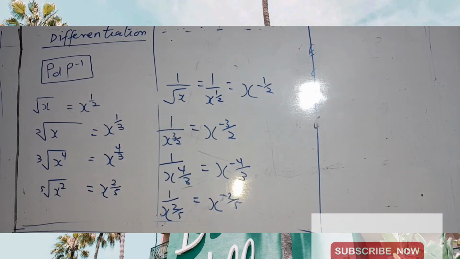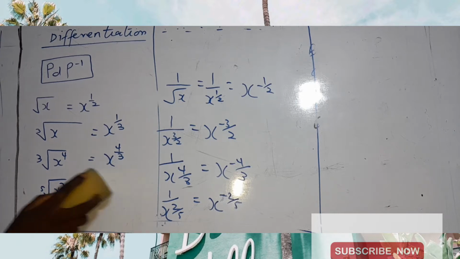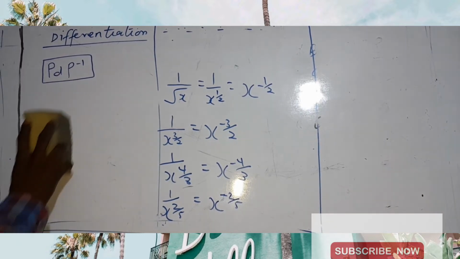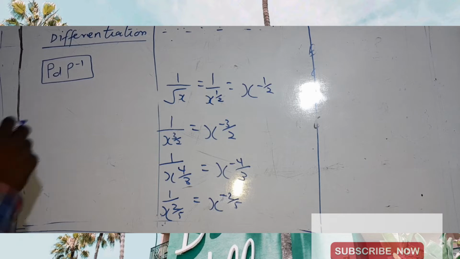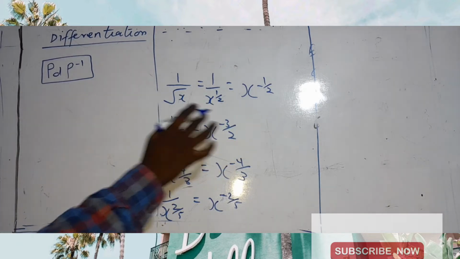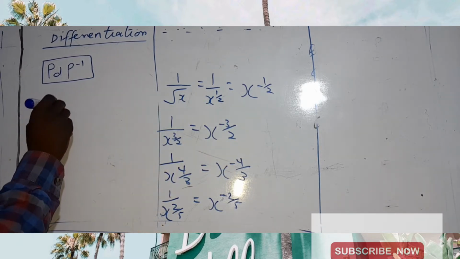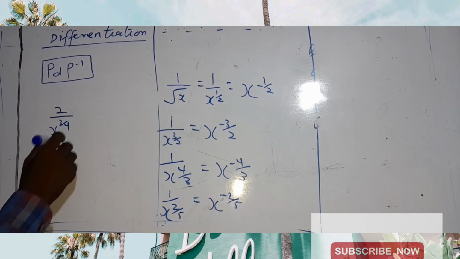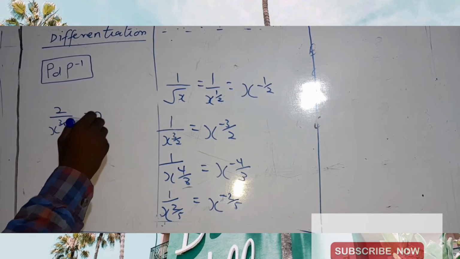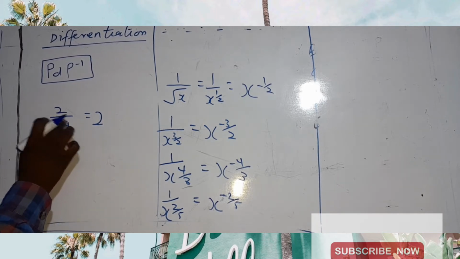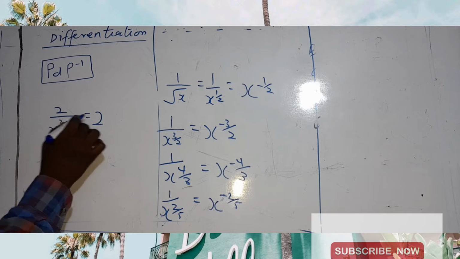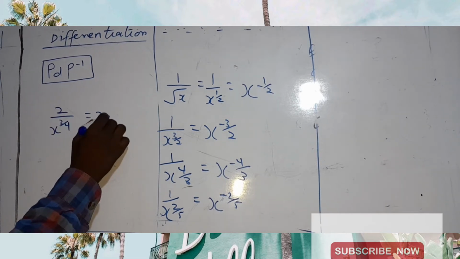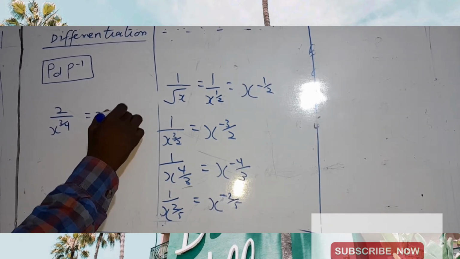So what if you are given a question like this? Here I'm not differentiating, you are just looking at how to express it in power form. But if you have a number, let's say 2 over x raised to the power 3 over 4, I can rewrite this as 2. Let's say the 2 is already here. Now, if I shift the 2 here, it's going to be like 1 over this. So I'm going to write it as x minus 3 over 4.